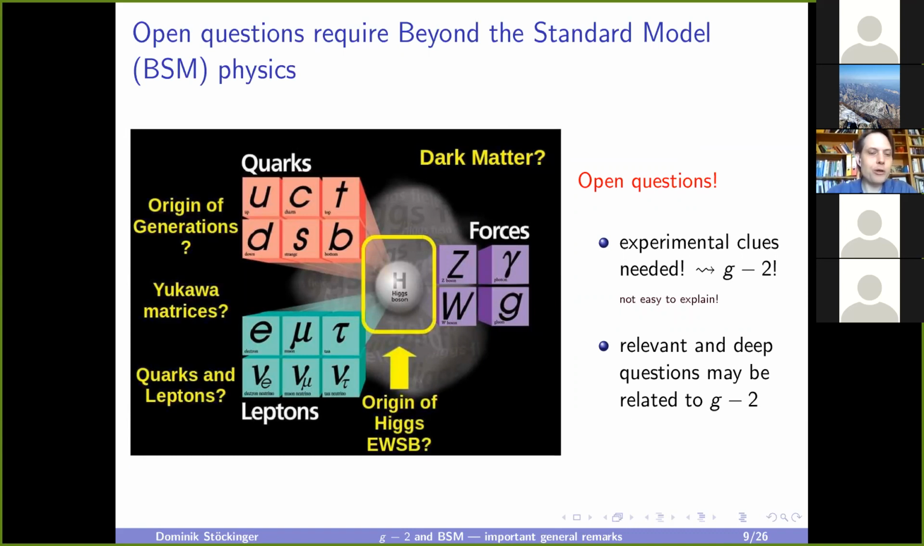You can ask yourself, why are there 3 generations of quarks and leptons? Why are there quarks and leptons in the first place? Technically, they are described by Yukawa matrices in the standard model. So you could also ask, what is the origin of those Yukawa matrices and their values potentially?